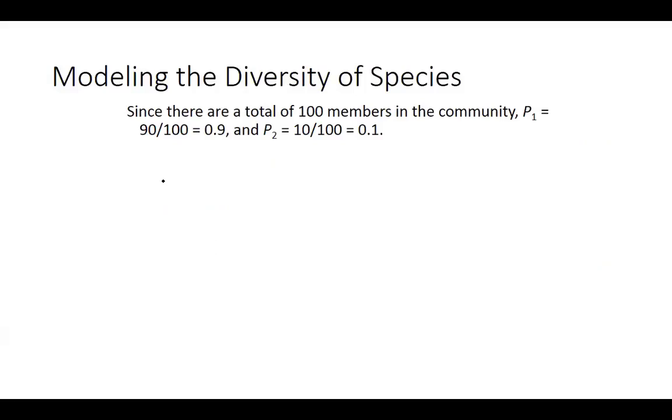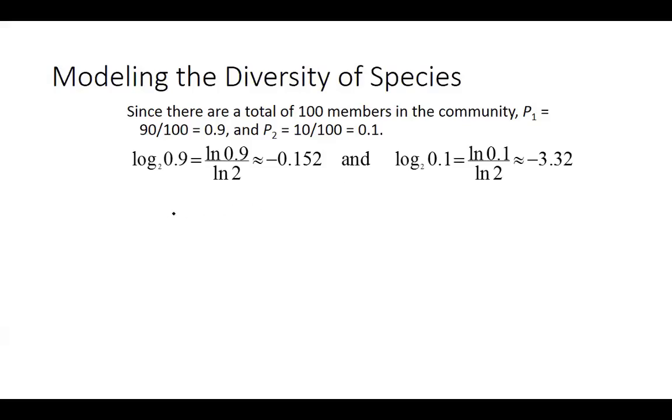Since there are a total of 100 members in the community, P1 would be 90 over 100, which is 0.9. P2 would be 10 over 100, which is 0.1. So now I'm going to use my formula because I really need to find log of 0.9 and log of 0.1, and I can convert these to whatever base I want. I can change this to natural log of 0.9 over natural log of 2, and here I can convert this to natural log of 0.1 over natural log of 2.